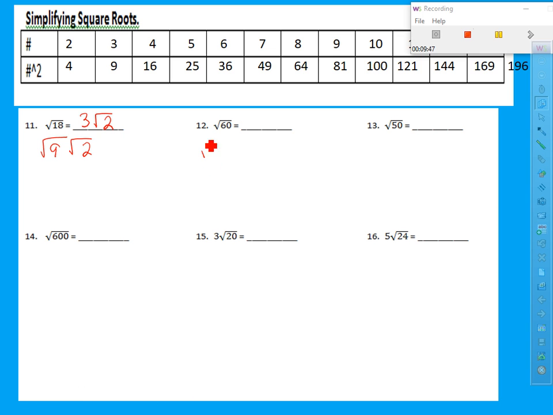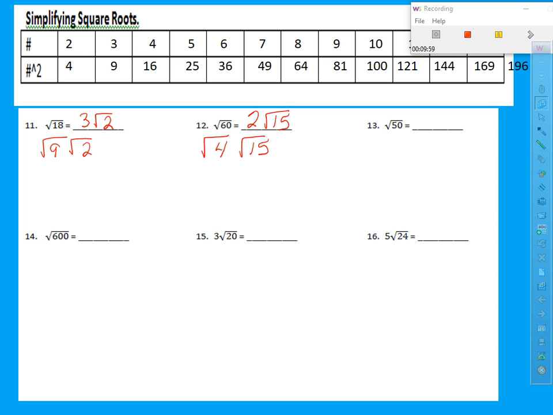60, I'm going to think of as the square root of 4 times the square root of 15. The square root of 4 is 2. The square root of 15 is just the square root of 15.